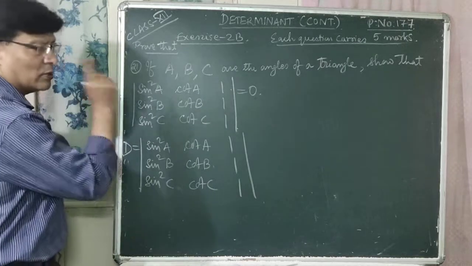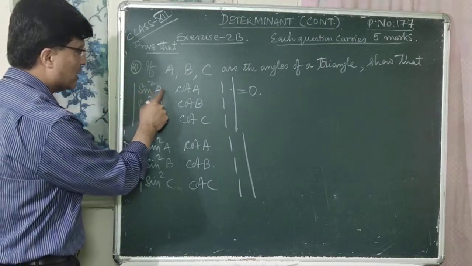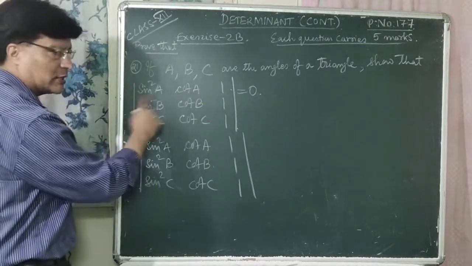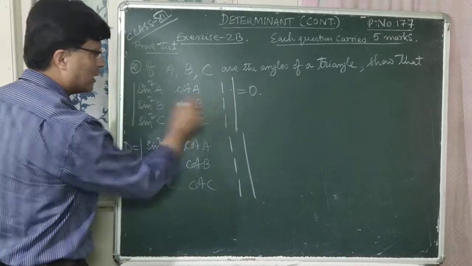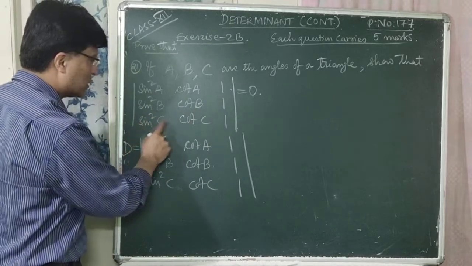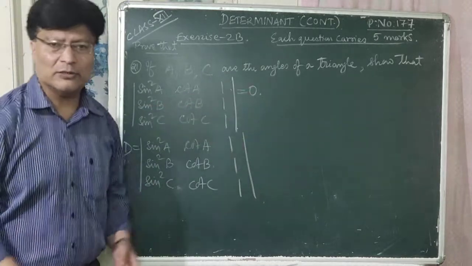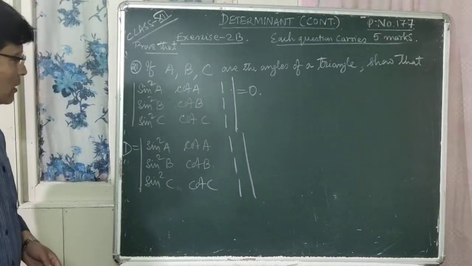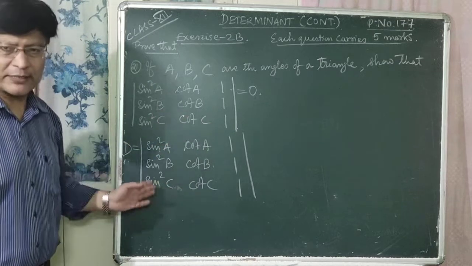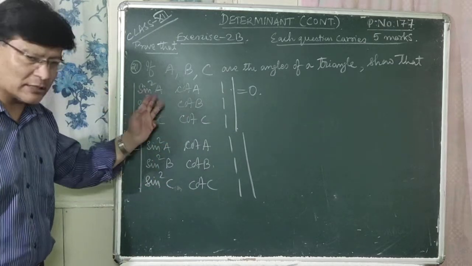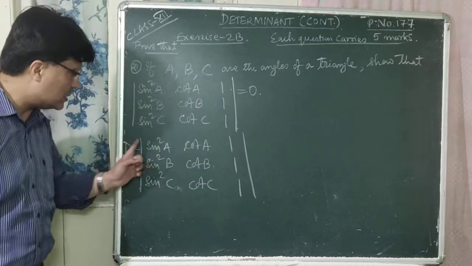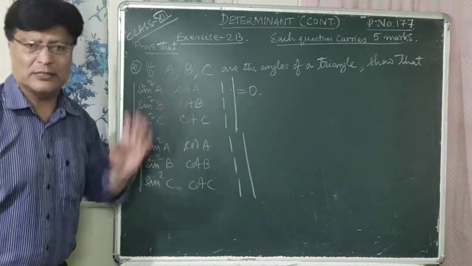That is, what is the first row here? Sin square A, cot A, 1. Second row sin square B, cot B, 1. What is the third row? Sin square C, cot C, 1. You have to prove this determinant is equal to 0. So now let us write down this left hand side. That is, left hand side determinant is this one. Let D is equal to this determinant.